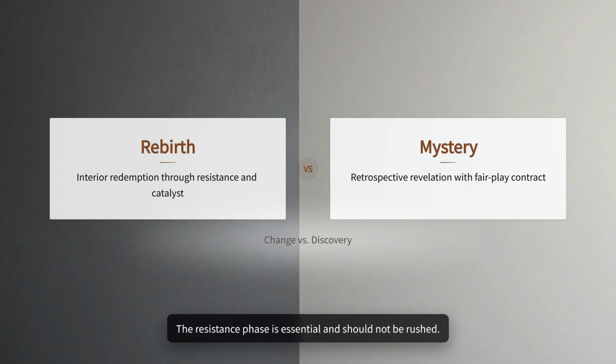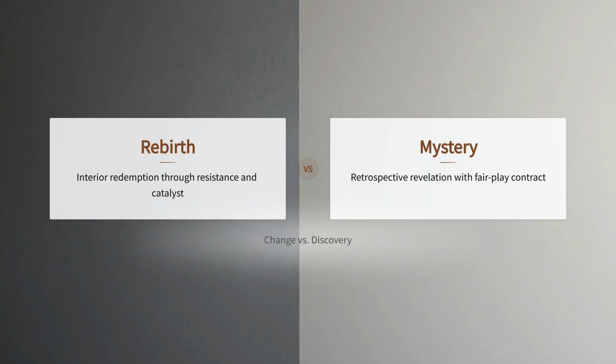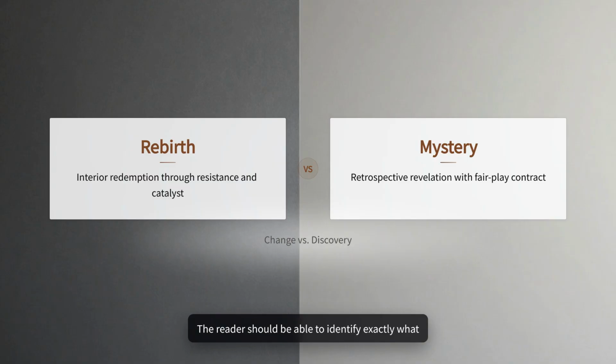The resistance phase is essential and should not be rushed. A protagonist who changes too easily has not been established as genuinely imprisoned. And the rebirth must be specific, not vague. The reader should be able to identify exactly what has changed and what it will mean going forward.